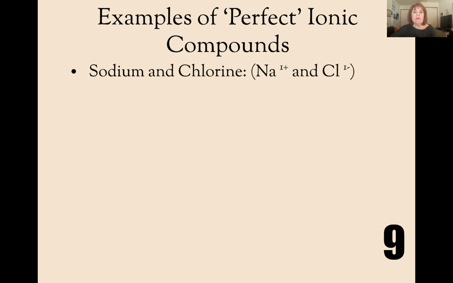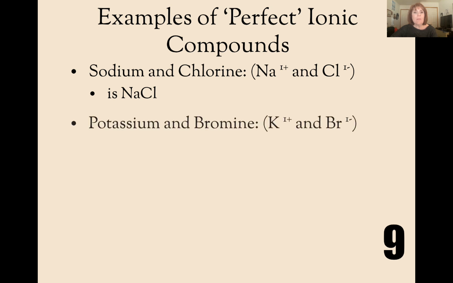If we wanted to combine sodium and chlorine, sodium has an oxidation of 1 positive, chlorine has an oxidation of 1 negative, and to write the formula, you literally just put the 2 symbols together and write NaCl. No spaces or gaps to show that this is a formula instead of individual atoms. Same thing with potassium and bromine. Each have an oxidation of 1. They would combine to be KBr.